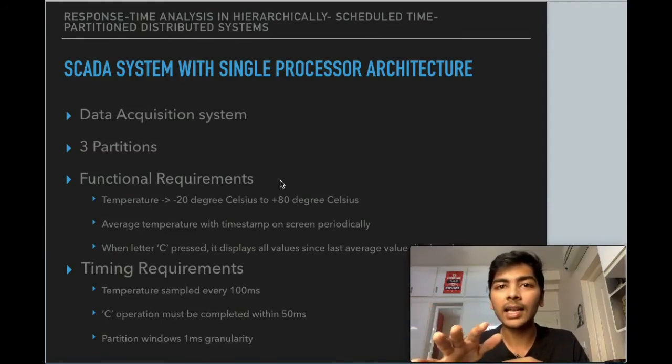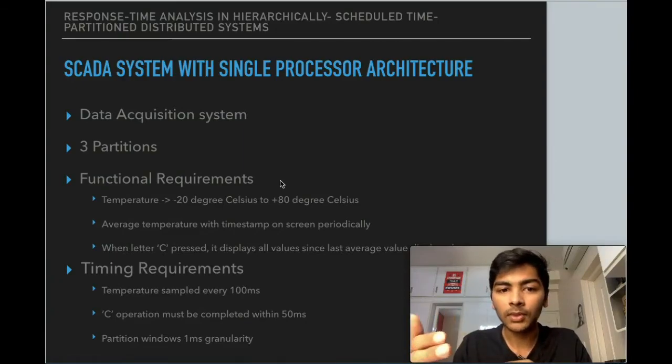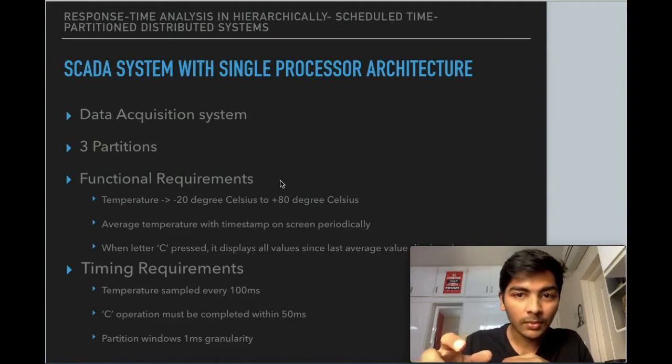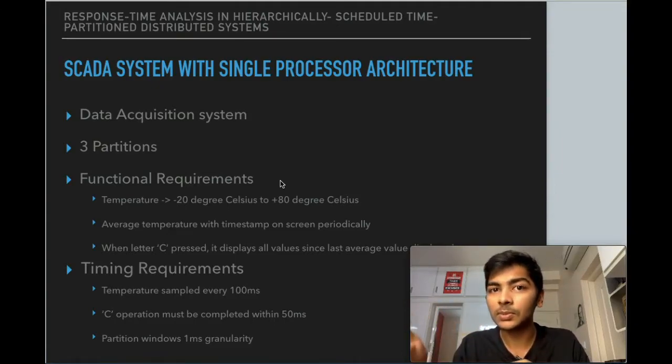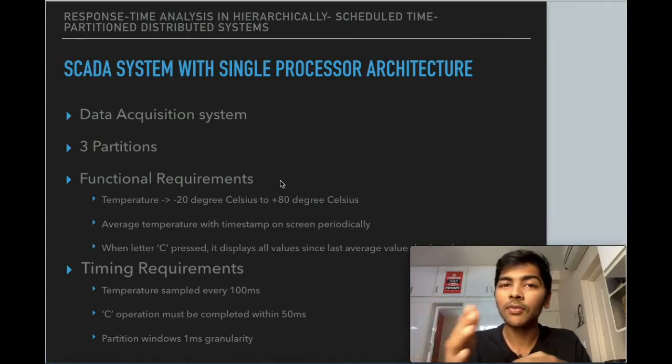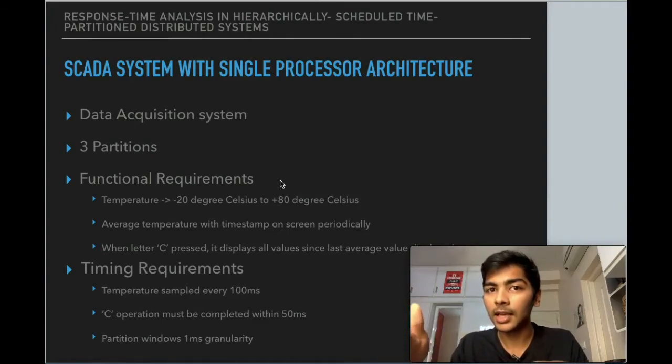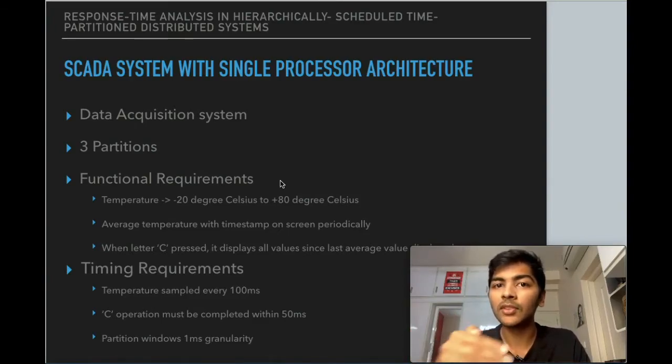The third functional requirement is that when the letter C is pressed, it displays all values since the latest average value that was displayed. So this C is a check operation, which displays the last average value which was displayed, and from that time to the current time, all the values which have been processed.